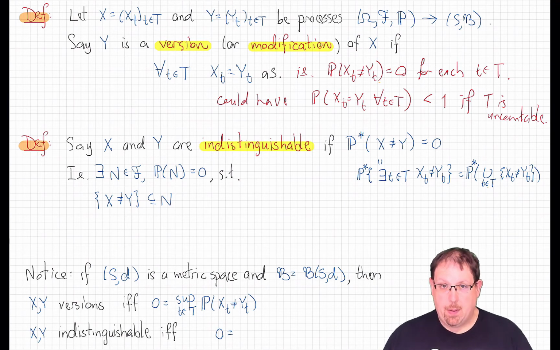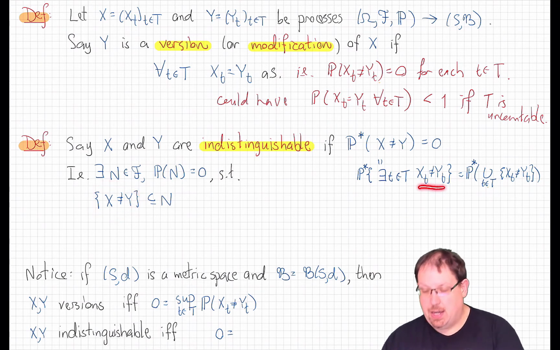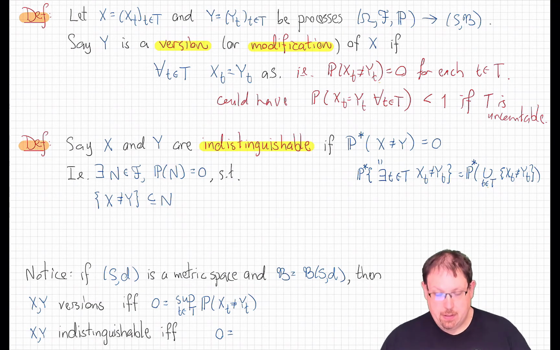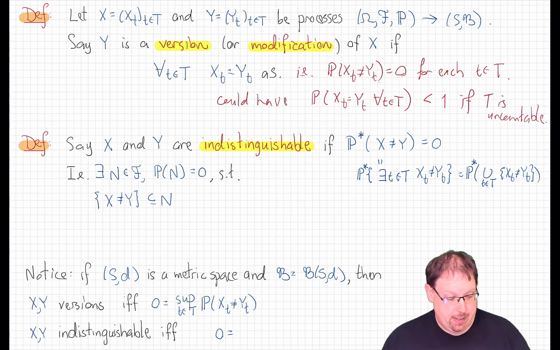Now, if you don't want to go back and review all of your notes, I don't want to give you the definitions again right now, but I will tell you an equivalent formulation of this, which is to say x and y are indistinguishable if and only if there is a measurable null set, a set in the base sigma field that has probability 0, such that the event that x is not equal to y, the event that there's some time where they're not equal, is contained in N. So if this sigma field here was null complete, then this outer measure would equal the measure, and we would have that this is a measurable set. You can see that things get complicated measure theoretically quite quickly when you try to ask these kinds of questions.